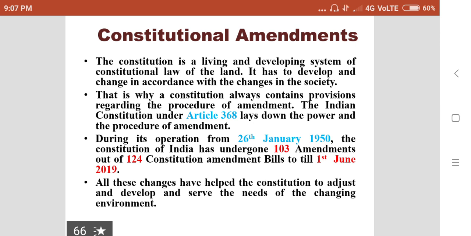During its operation from 26th January 1950, the Constitution of India has undergone more than 103 amendments out of 124 Constitution Amendment bills till 1st June 2019. All these changes have helped the Constitution to adjust and develop and serve the needs of the changing environment.